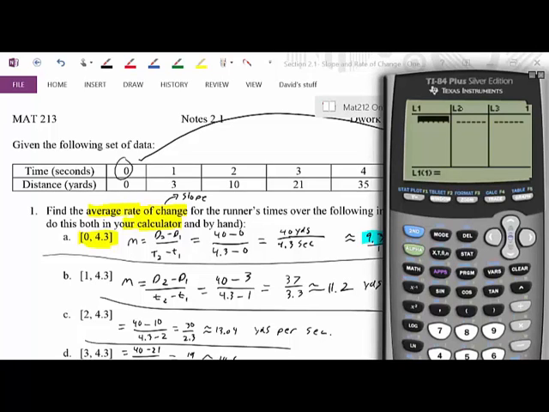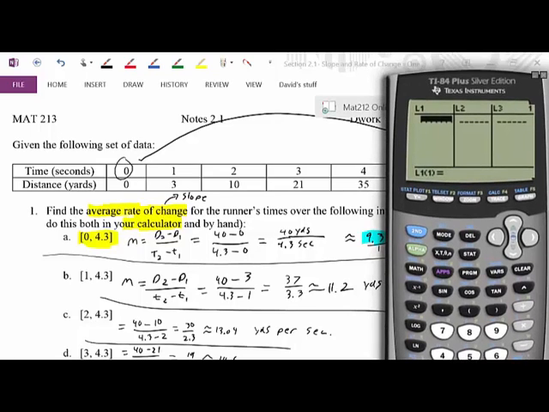We already talked about it though. That was a nice thing. We already know our distances are our Y's and our times are our X's. So our L1 column will be our X's. Our L1 column will be our times. So we're going to go ahead and type in those numbers.